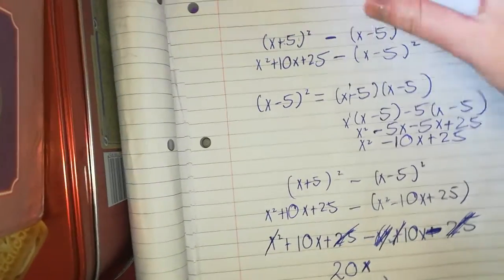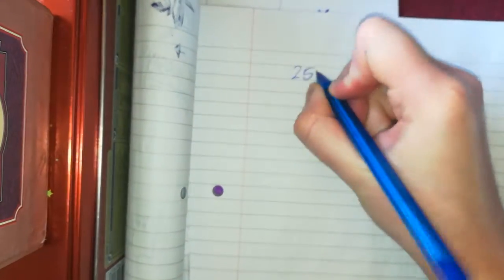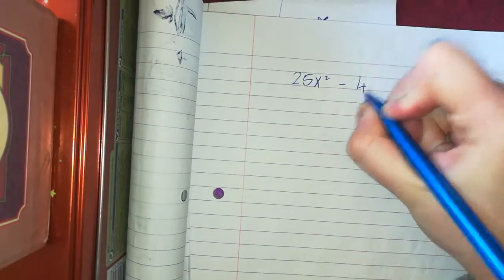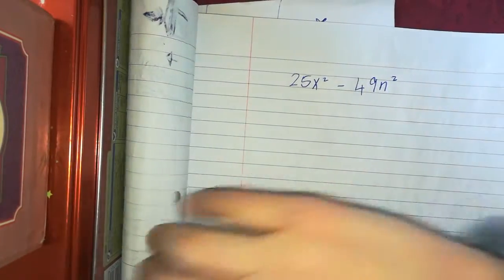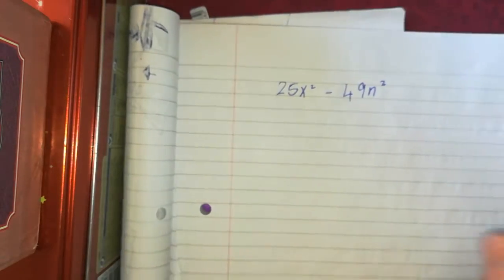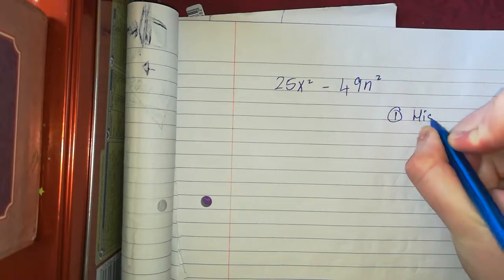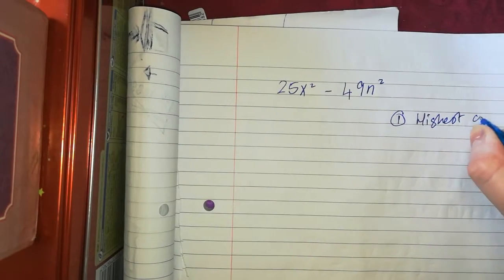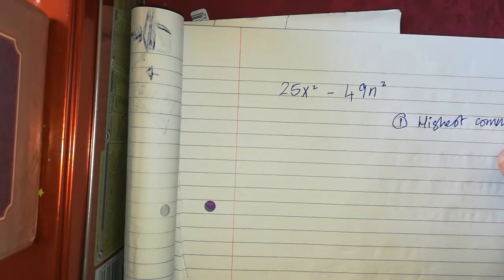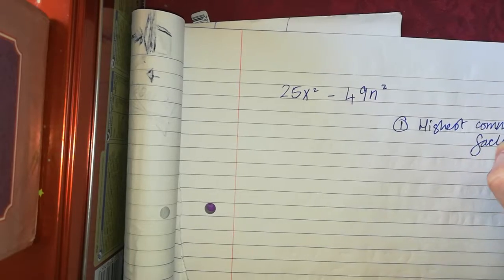And then the next thing I was asked to do is factorize each of the following expressions. So I have 25x squared minus 49n squared. When I have to factorize, I would think of my list of all the ways I know how to factorize. The first is highest common factor. That's when I see that there's a factor that I can take out that's common to both, and I don't really see that in this.